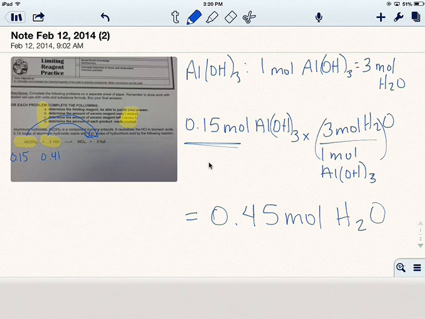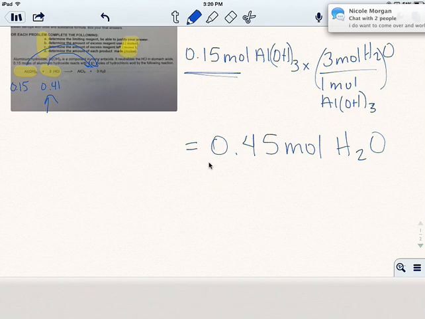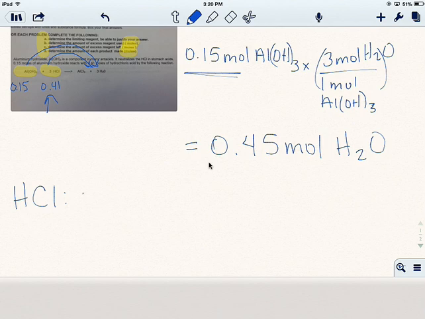We have to do the same thing with the other reactant, which is this HCl. So let me scoot our screen up just a smidge. The other reactant is the HCl. We're starting with 0.41 moles of it. The mole ratio between hydrochloric acid and water is 3 to 3, or you could say 1 to 1 if that makes you happy. So 3 moles of HCl in gives us 3 moles of H2O out.